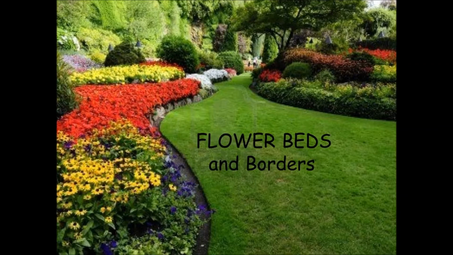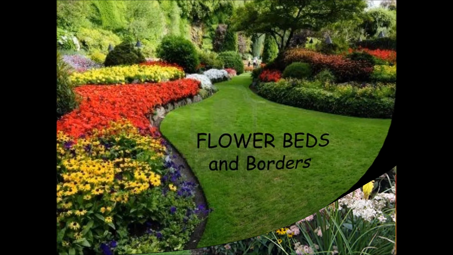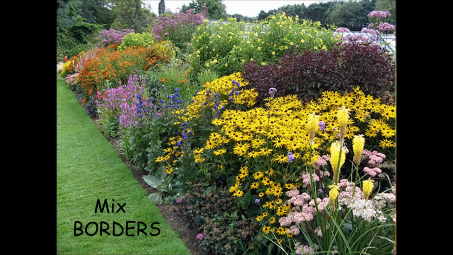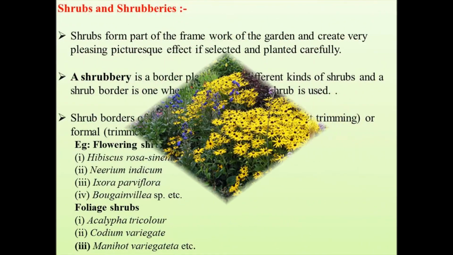And borders are named as shrub border, herbaceous border or mixed border according to the kind of plants used. If shrubs are used, it is a shrub border. If herbaceous plants are used, it is a herbaceous border. If a mixed plantation, that is annual, biennial or perennial ornamentals, is used for making the border, it is called a mixed border. So flower beds and borders are also important features of a garden.